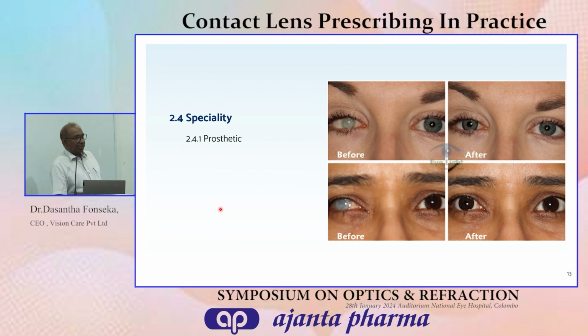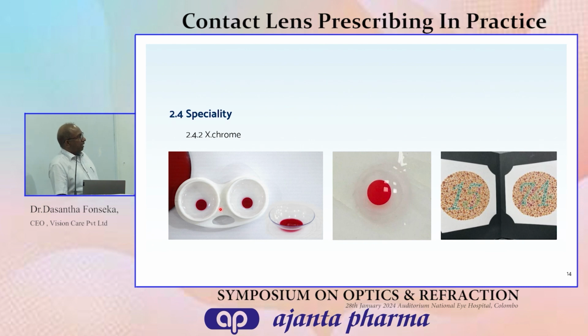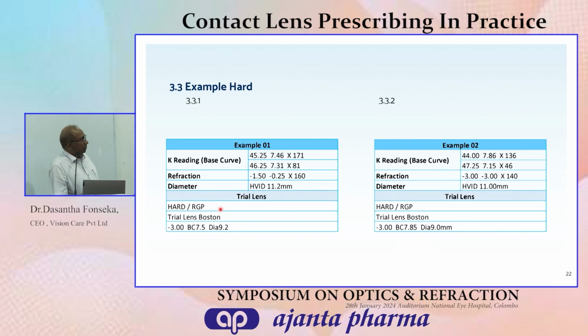Then we have specialty contact lenses. I have some samples. You can pass them around. Now in this one, you see this as a prosthetic contact lens. This is a white eye. So this is here after fitting the prosthetic lens. These prosthetic lenses are also available. And these are X-Chrom lenses, where for color vision deficiencies, we can use this X-Chrom lens.